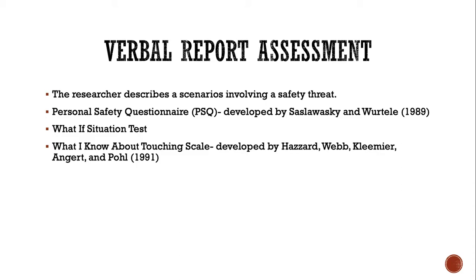The experimenter does not give any praise or feedback for the child's answer. The child is simply thinking. We have a few assessments. The first is the personal safety questionnaire, which requires the child to answer by saying yes, no, or I'm not sure. The what if situation test assesses answers to a series of questions related to inappropriate sexual requests made by an adult. And a what do I know about touching scale, which is very similar to the PSQ. It uses yes, no, or I don't know responses to questions about sexual abuse.